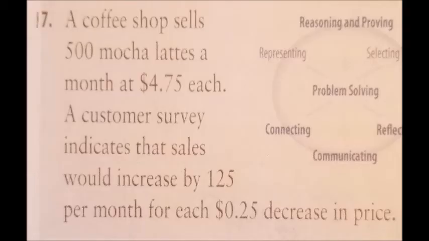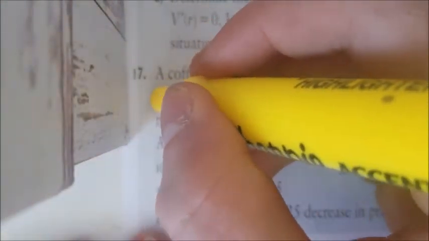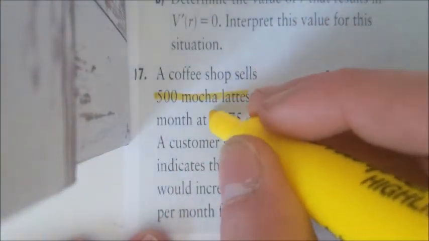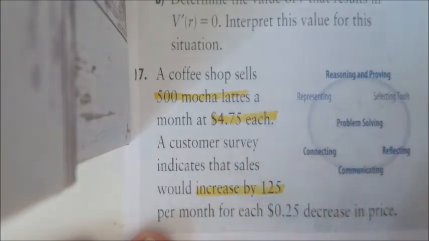My question was, a coffee shop sells 500 mocha lattes a month at $4.75 each. A customer survey indicates that sales would increase by 125 per month for each 25-cent decrease in price. In this question, this information represents the current mocha lattes sold in the month and the current price. It also shows the change in price and in turn the expected change in sales.